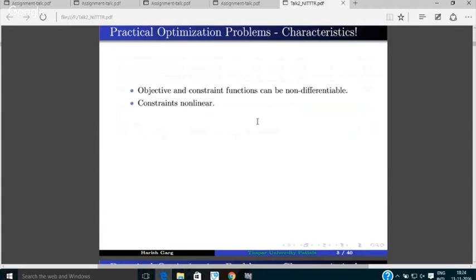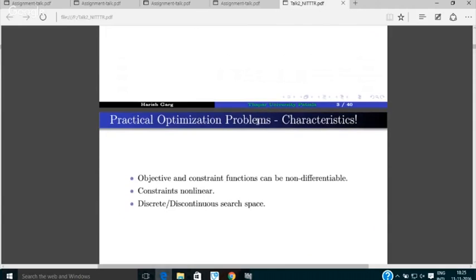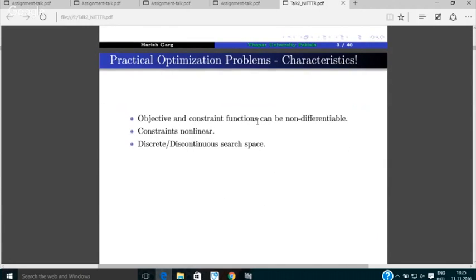Somebody says that degree 1 is called linear, but sometimes it's not true. If I say mod of x, again x is degree 1, but it is non-linear because the rate of the change is either 1 or -1. For the different values of x, they have different slopes. So that's why mod of x is non-linear. Again, the constraints are non-linear, meaning any constraint whose rate of the change is a variable number with respect to your decision variables. Second is the discrete and the discontinuous search space.